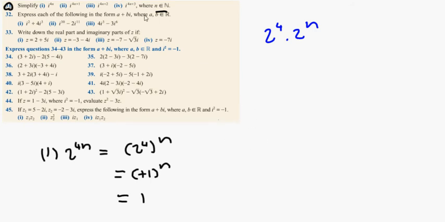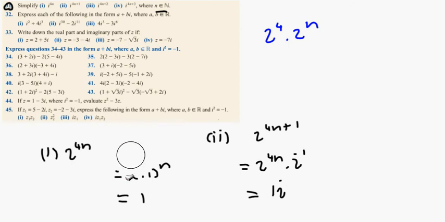Okay? The next one is part 2, i to the 4n plus 1. Well, we break i to the 4n plus 1 into i to the 4n and i to the power of 1. We know that i to the power of 4n has to be 1. So this means the answer for this one is going to be 1i.